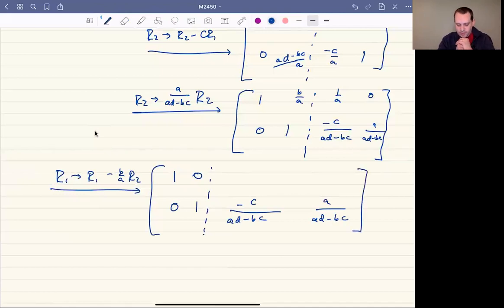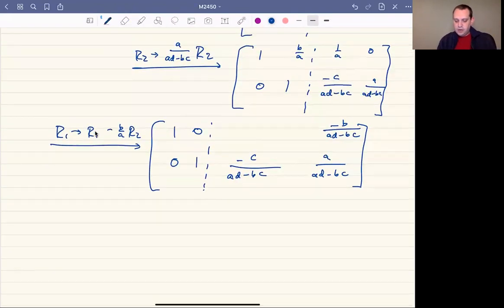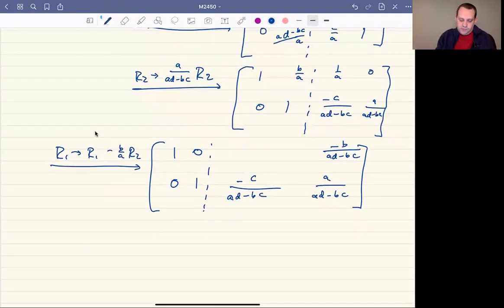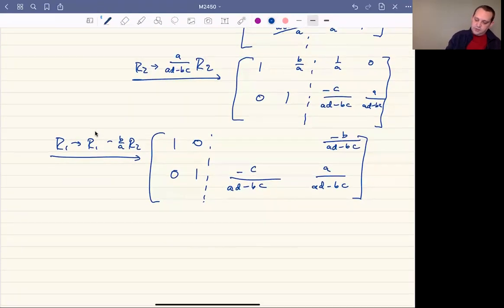Let's see, if we multiply by negative B over A, let's do the easy one first. If we take A over AD minus BC and multiply by negative B over A, we end up with negative B over that same quantity, AD minus BC. And then all we have left to do is the top left entry. Let's do this separately off to the side. We're going to take 1 over A and subtract B over A times negative C over AD minus BC.